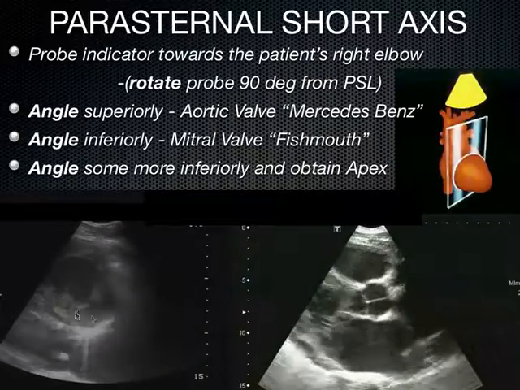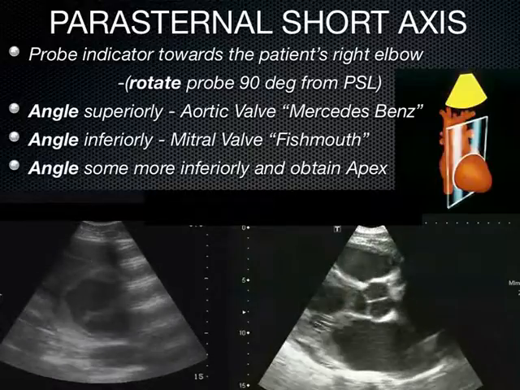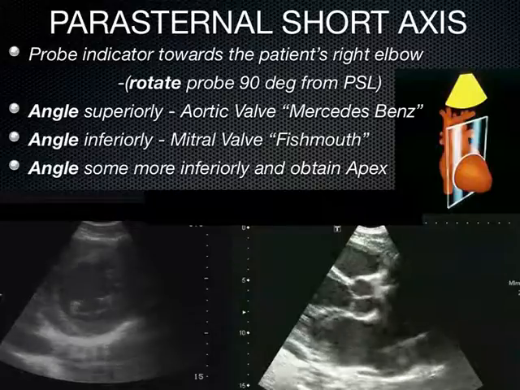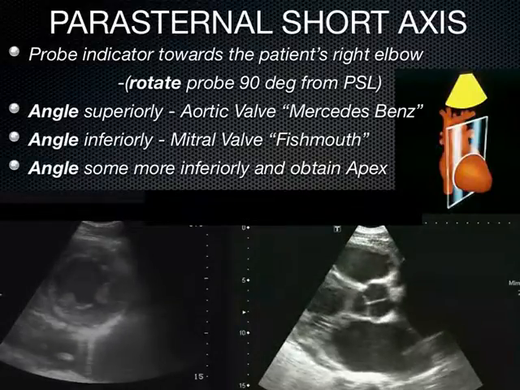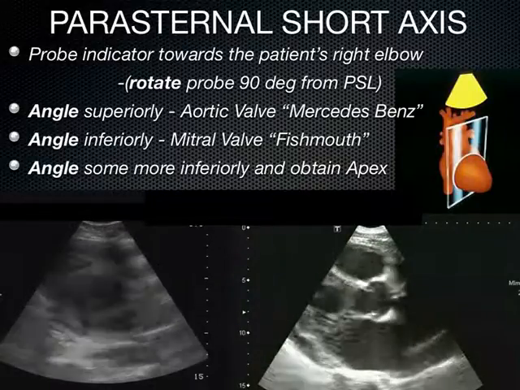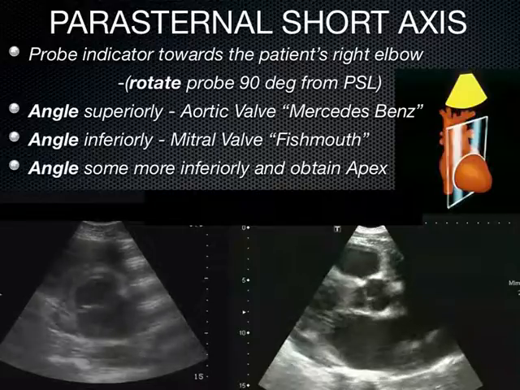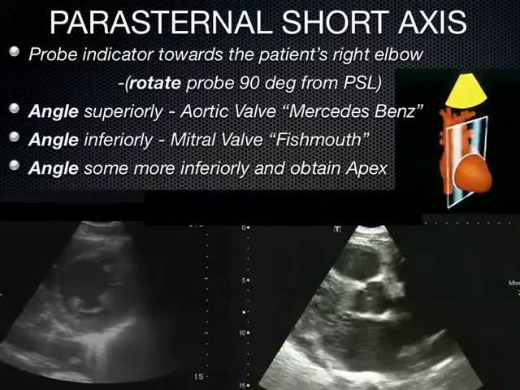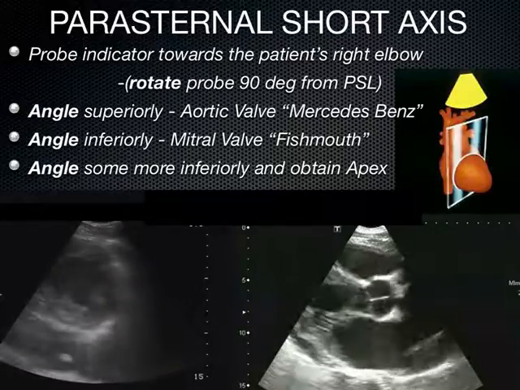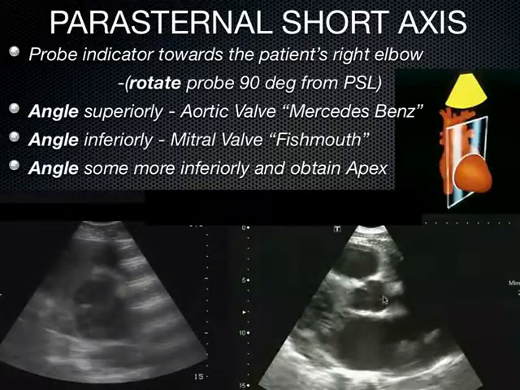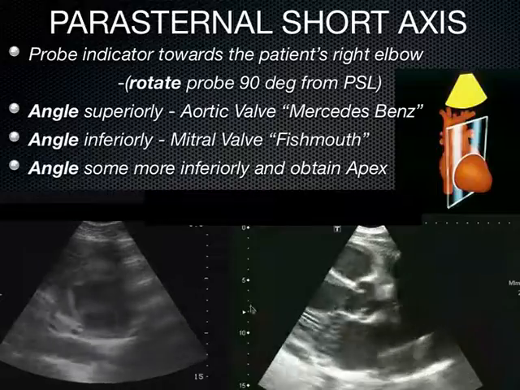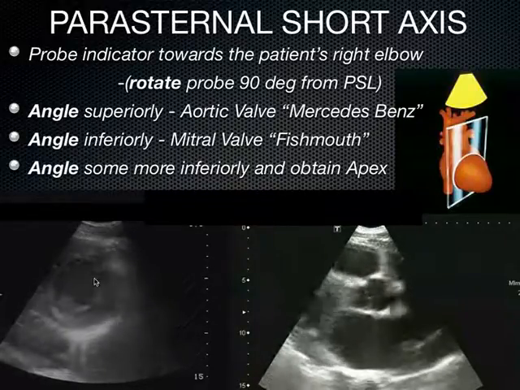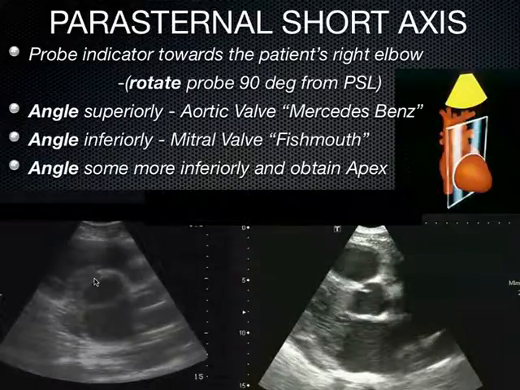Then we get down towards the apex. We see some of those papillary muscles down there towards the apex. So that's the idea. It's a 90-degree rotation from wherever you found the parasternal long. And we aim the indicator towards the patient's right. So if you found the parasternal long right at the left hip, the parasternal short will be at the patient's right hip. Proximally, aortic valve. As we fan the probe a little more distally or inferiorly, we see mitral and then papillary muscles.